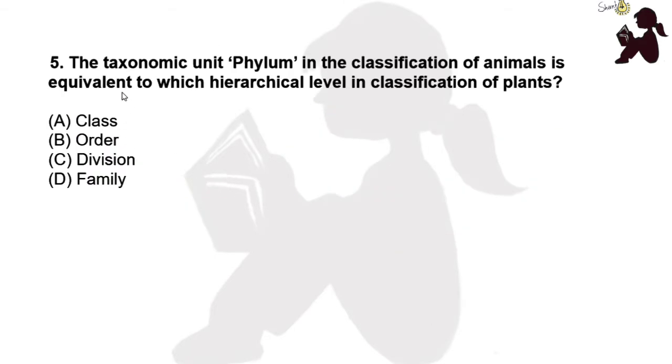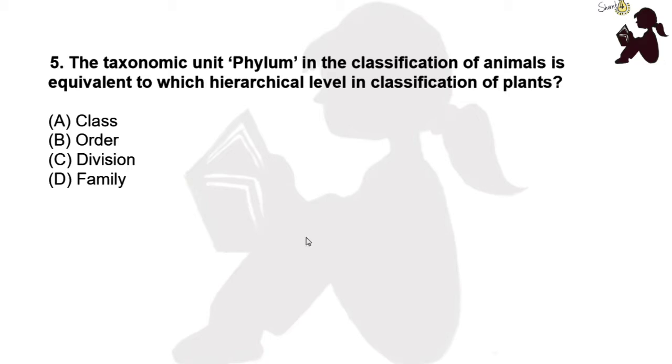Here in question number 5, the question is, the taxonomic unit phylum in the classification of animals is equivalent to which hierarchical level in classification of plants? Option A, class; option B, order; option C, division; and option D, family.